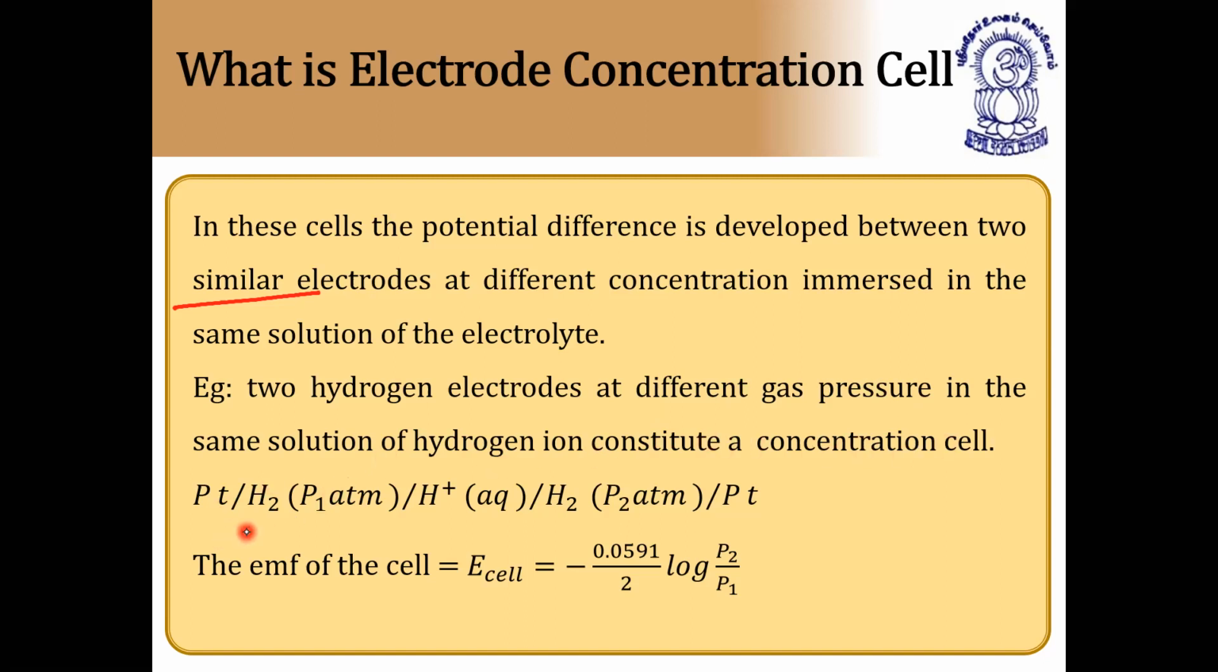For this case, the EMF of the cell is calculated using the formula 0.0591 by 2 log of P2 by P1. In place of concentration, they can give pressures also. When partial pressures are given, you can take log of P2 by P1, that is, product by reactant. I hope it is clear. Next.